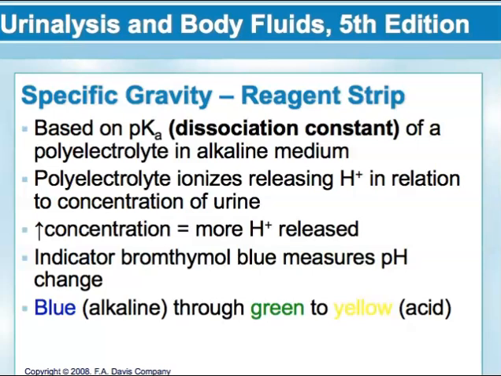in an alkaline medium. The polyelectrolyte ionizes and causes the release of hydrogen ions in proportion to the number of ions in the solution. So the higher the concentration of the urine, the more hydrogen ions are released, which lowers the pH. The reagent pad uses an indicator in the pad called bromthymol blue to measure the change in the pH. So as the specific gravity increases, the indicator changes from blue to green to yellow. This is the preferred method to use for patients who are on plasma expanders or radiographic contrast media.